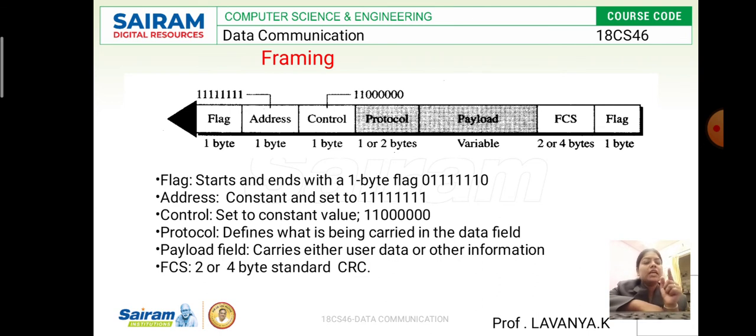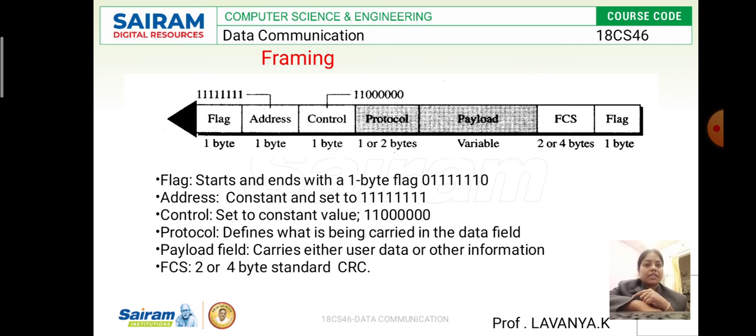So here, see the zeros. The starting bit will be a 0, and the 0 is followed by the 6 ones. Means the starting bit will be 0 and the ending bit is also 0. So this is what the flag will do.